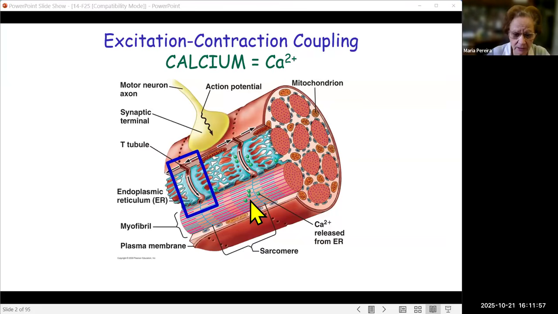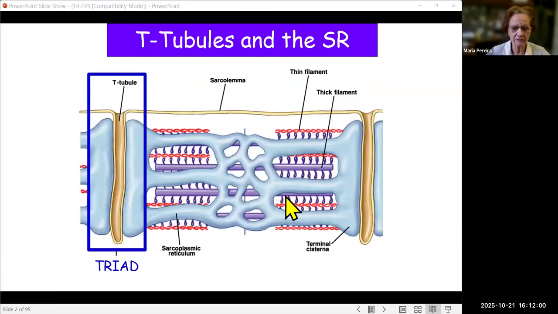Now let's look at this in more detail. So here you have a very beautiful view. This is the sarcolemma, and this is the T tubule. The T tubule, you see, goes into the muscle fiber. And it's because it's sarcolemma, so it's the plasma membrane also. So the action potential that is traveling through the sarcolemma is transmitted through the sarcolemma that's part of the T tubule. So you have an action potential going down here, okay?